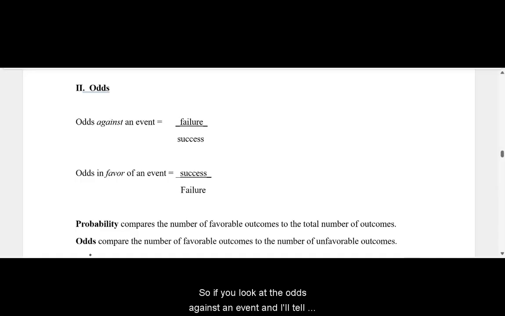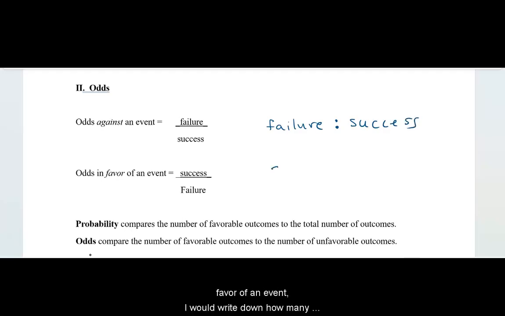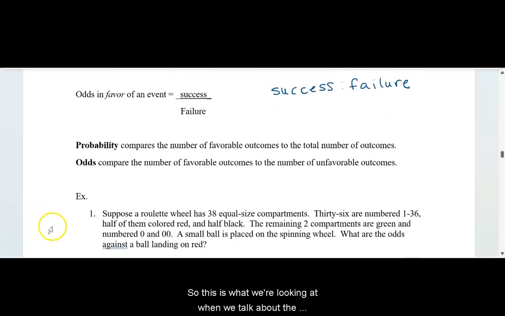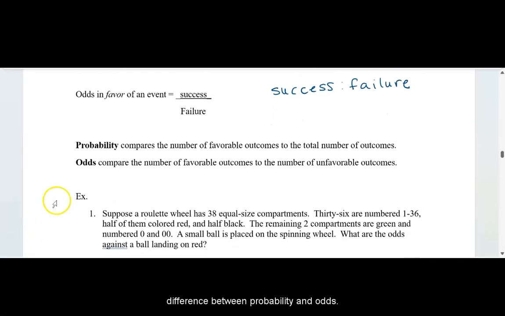So if you look at the odds against an event, and I'll tell you another way to write odds, which tends to be how I write them, we would do failure to success. And then the odds in favor of an event, I would write down how many are the success, how many are in favor versus how many are not in favor. So then I would put the failure here. So this is what we're looking at when we talk about the difference between probability and odds.